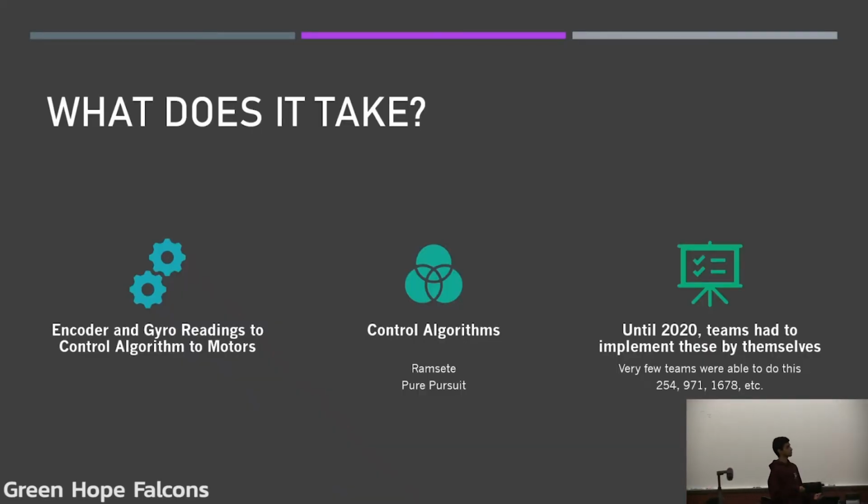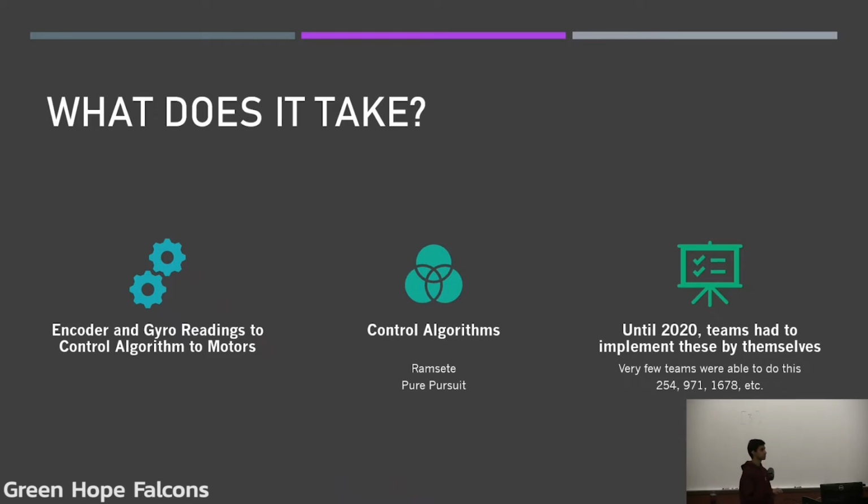So let's quickly talk about what we're actually doing. At the end of the day, we need to send voltages to our motors. That's how we make the robot move. And all we have are encoder and gyro readings. So we have to somehow use the information from our encoders and our gyroscope, put it through some control algorithm, and finally get voltages for our motors.